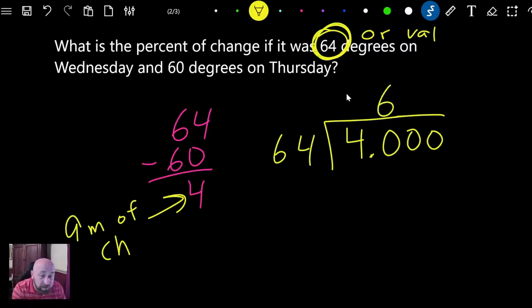So 6 times 4, 24, 36. Whoops, I should put that 4. My bad. That 4 goes over here. All right. So 24. 6 goes into 6. 36 plus 2 is 38. There we go. That looks better.